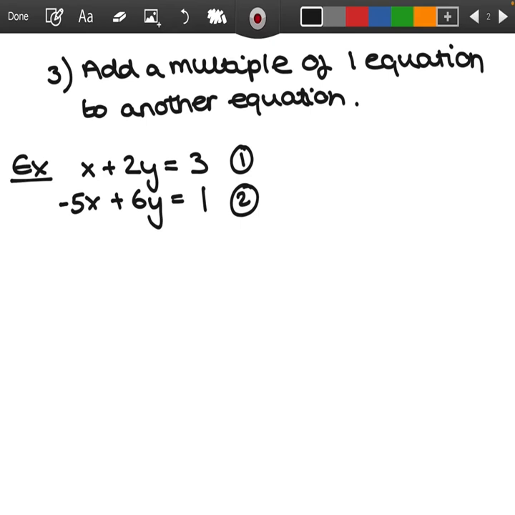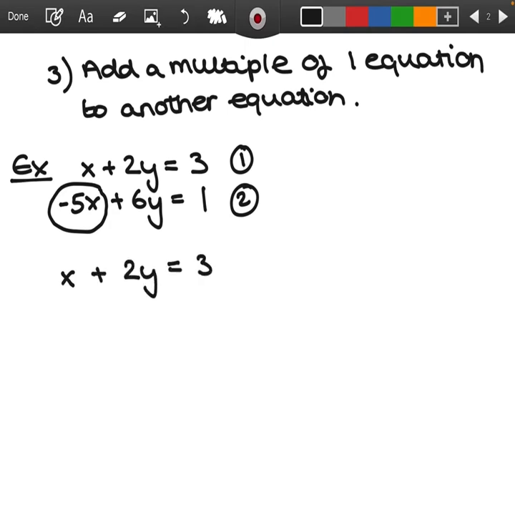Well, this is where our third elementary row operation comes into play. I'm going to add a multiple of one equation to another equation. I want to eliminate the x term from my second equation because it's below my first equation. So I want to eliminate x from everything below the first equation. So to eliminate that negative 5x term, I'm going to add 5 times my first equation to my second equation.